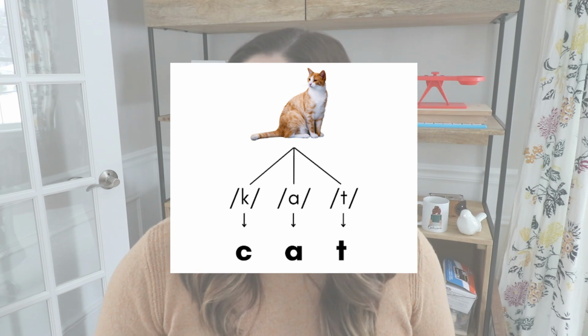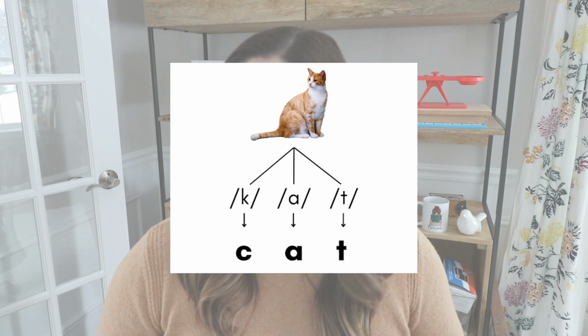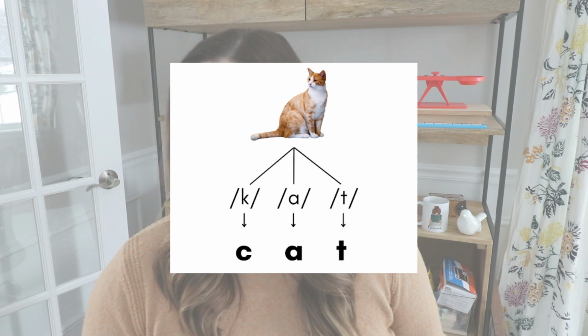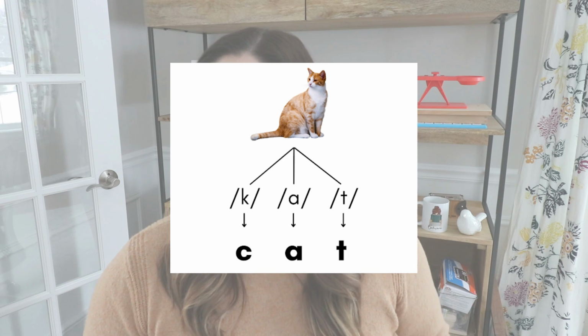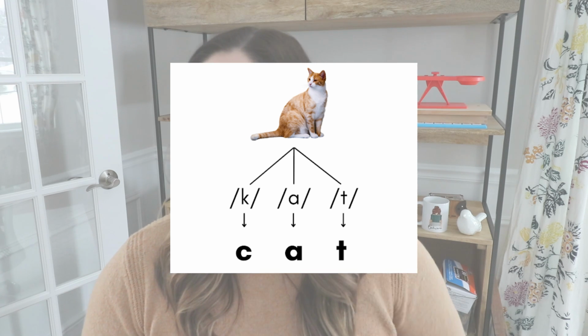Their oral language processor is going to connect the sounds of that word to the letters they know. So then they know that k is represented by C, A is represented by A, and T is represented by T. And this mapping of sounds to letters is permanently stored in students' brains. And if a student is able to write the word cat from memory automatically, that means that it is permanently stored in their brain.